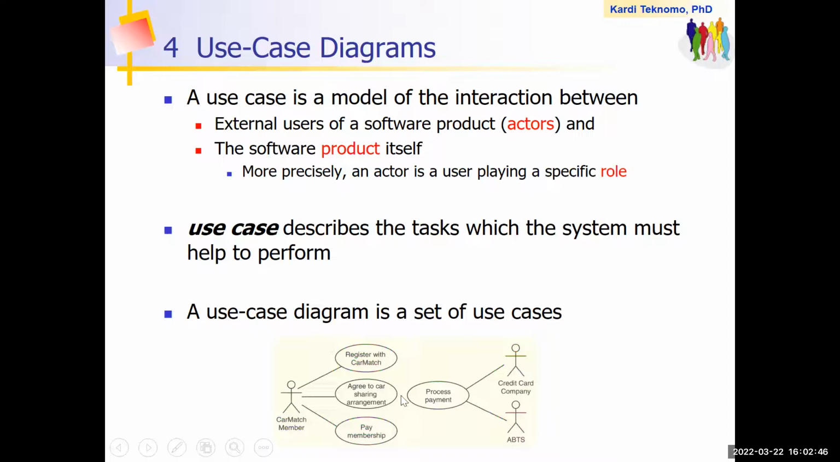This is an example. Say I have a system which consists of three types of actor: car sharing member, credit card company, or ABTS. I don't know what that is, so probably a company name. The car sharing member can do what? Can register, agree with the car sharing, and then pay membership. The credit card company will process the payment. So these are the use cases that you need to define in the system.